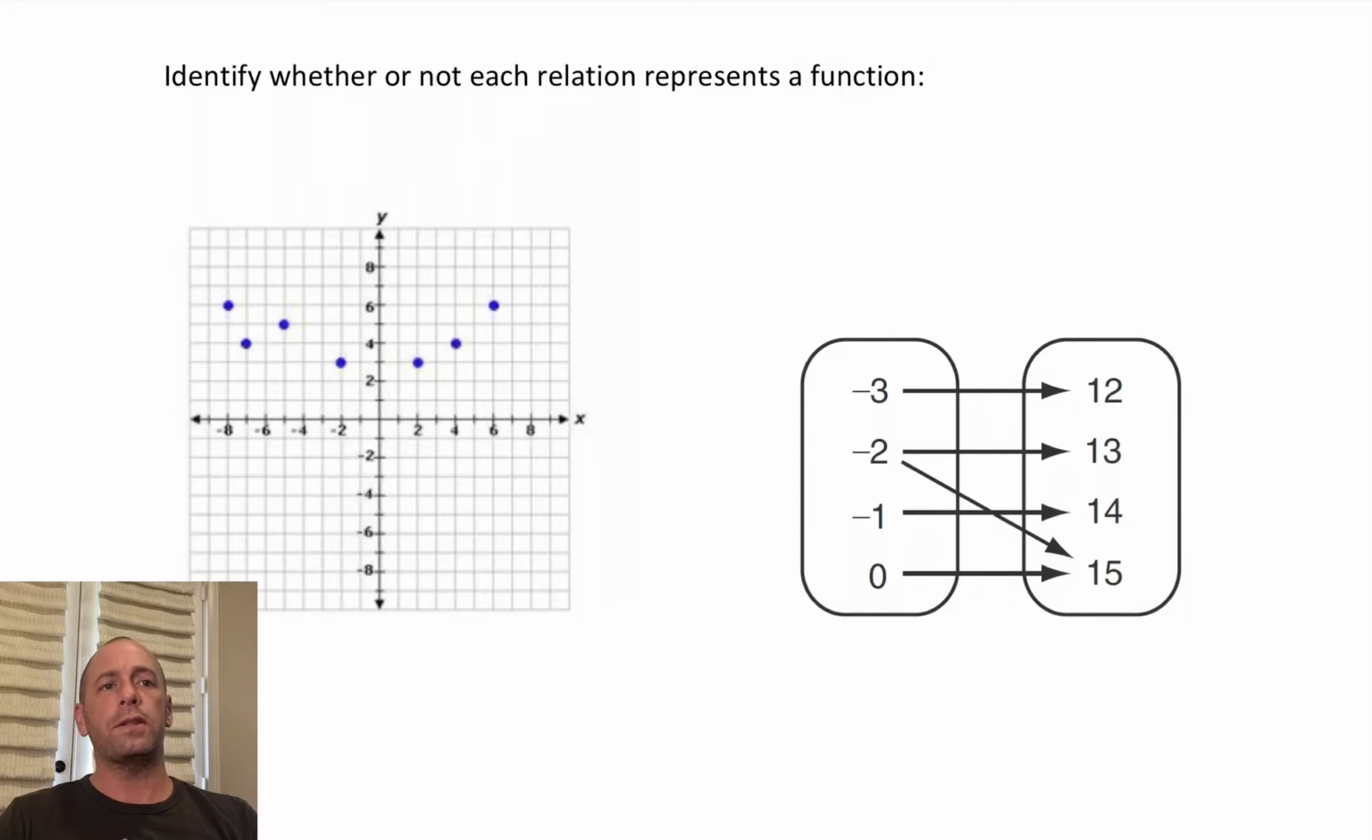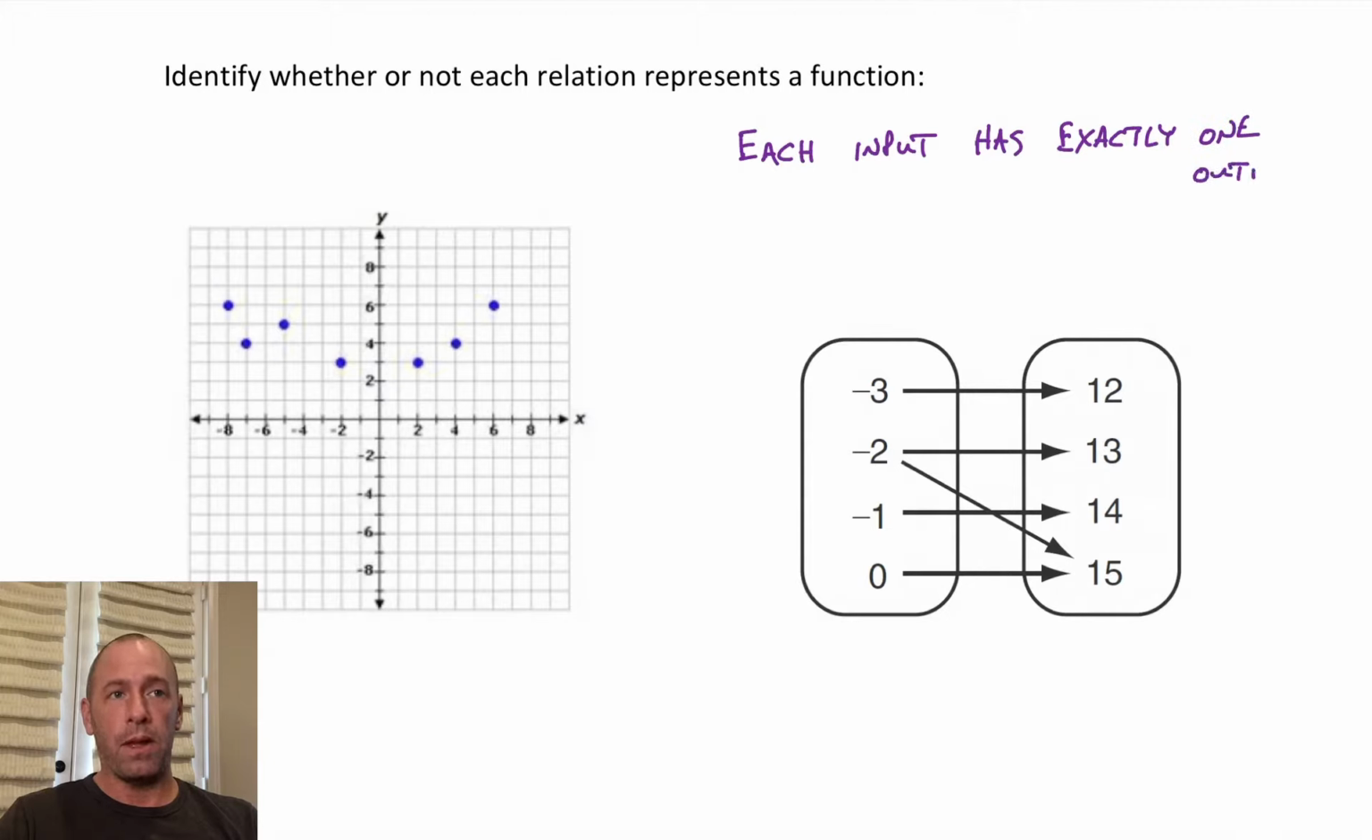Hey, it's Mr. Redstone, and in this video we're going to be looking at whether or not a relation represents a function. What a function is, it's a mathematical relationship where each input has exactly one output. You might hear it called a one-to-one mapping. But each input, or x, has exactly one output, or y.